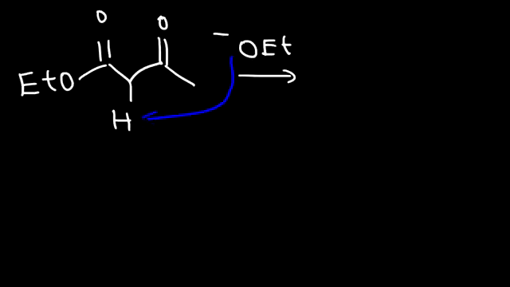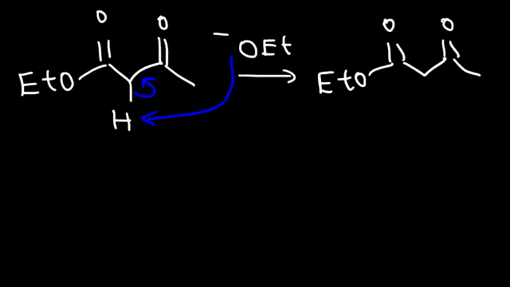In the first step, the alpha hydrogen will be removed. And in the second step, we're going to react this species with an alkyl halide. So let's use ethyl bromide. So the carbon with a negative charge will attack this carbon, expelling the bromine atom.